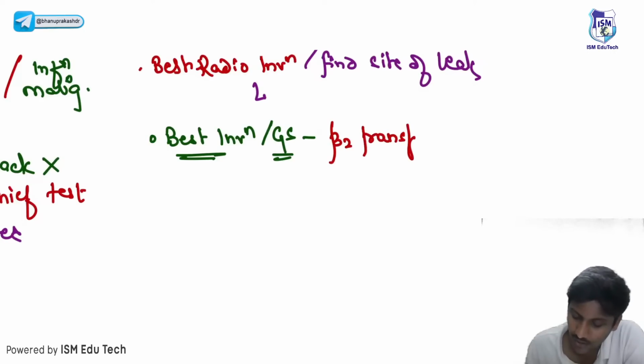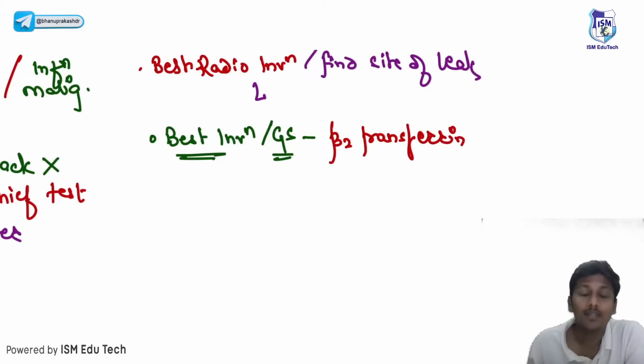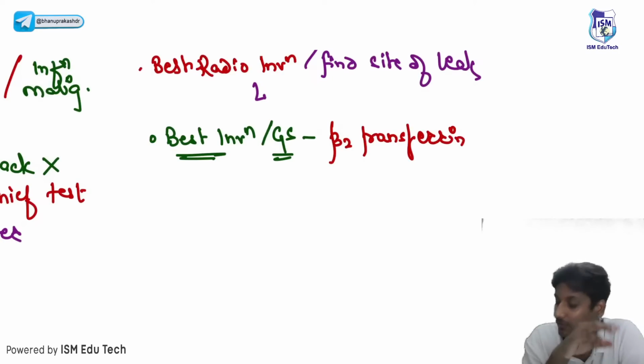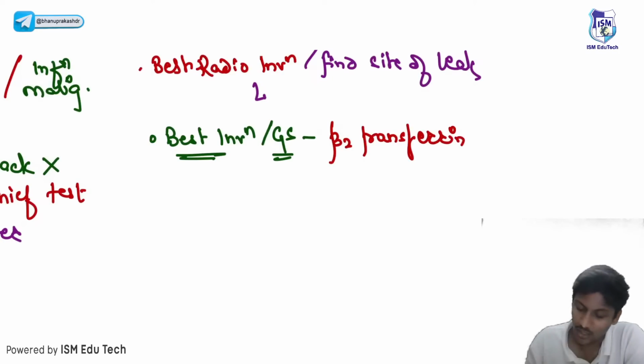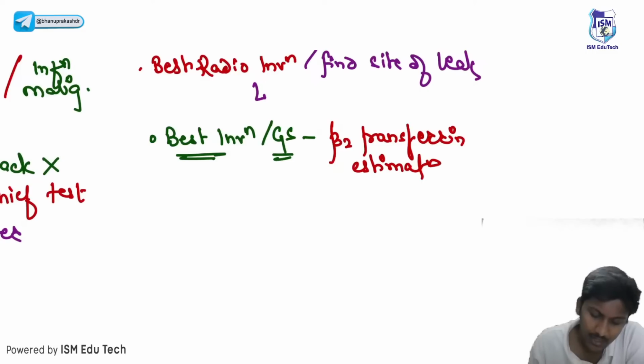If beta-2 transferrin is present in the sample, it confirms that this is only CSF and nothing else. So that's the important thing. Beta-2 transferrin estimation in the sample is the best or gold standard test overall. It will confirm 100% that this is CSF only. That has been asked earlier.